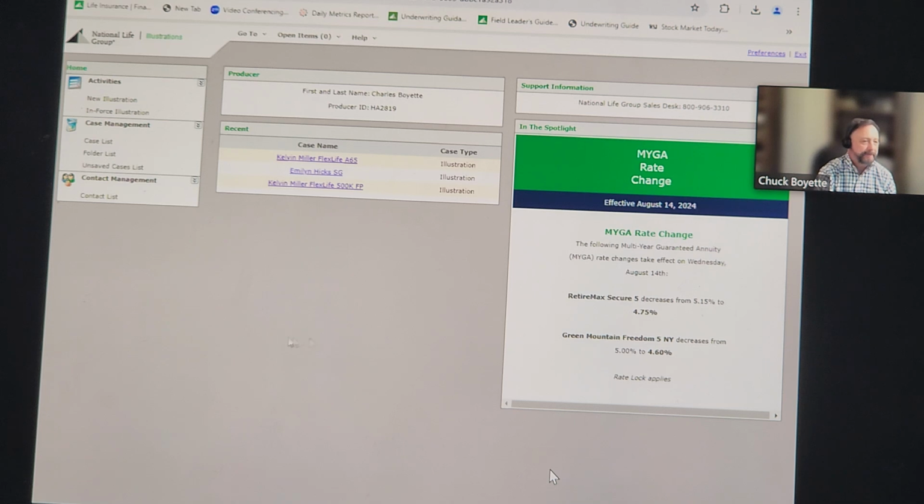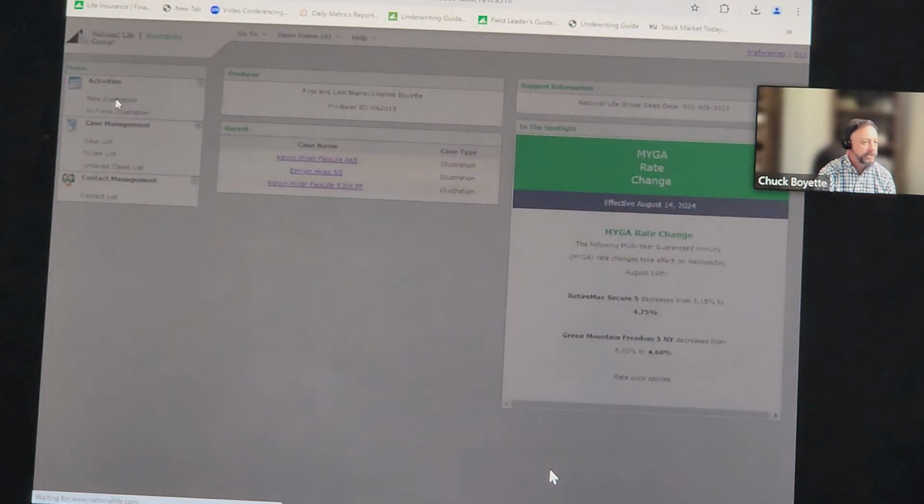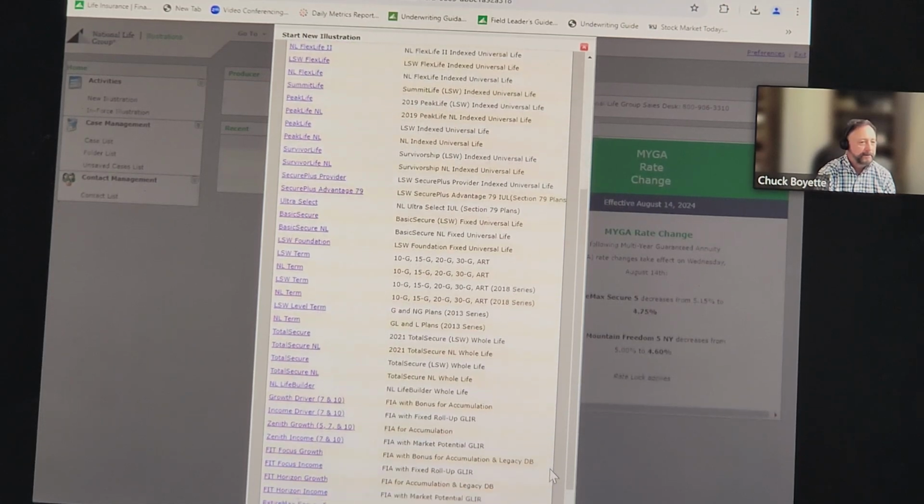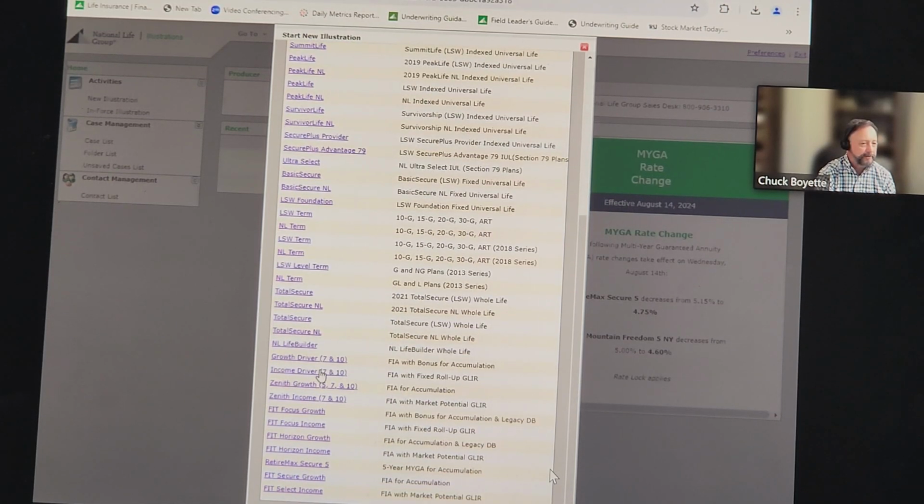So you do have a lot of different choices with National Life, and I'll send you that e-kit as well, so you have those two products to look at. But let's run an illustration. So we're just going to go to New Illustration. We'll leave the state on Vermont, and let's take a look at Income Driver.